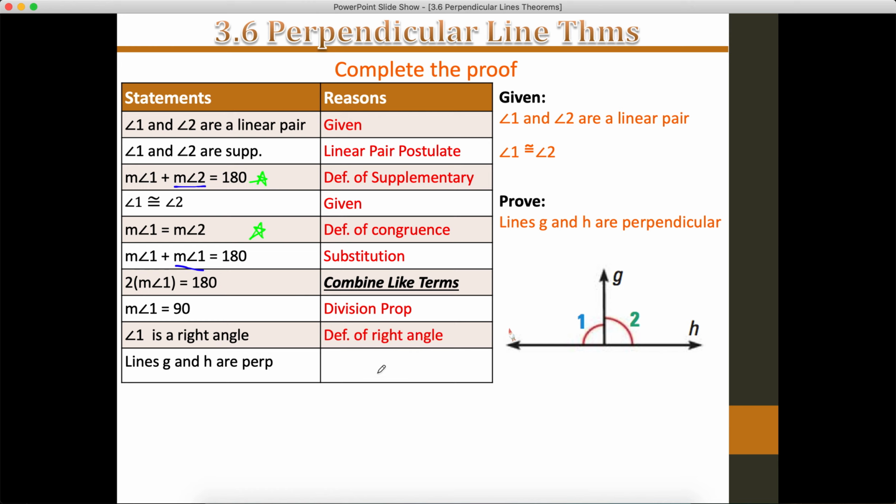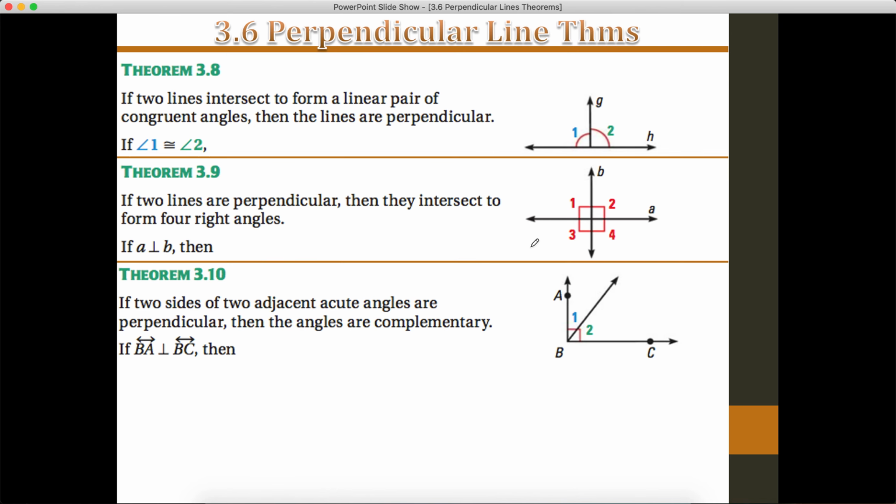And if ever your justification is "that's what it means to be blank," typically it's going to be the definition of that thing. So from here, if 1 is a right angle, then I can conclude that lines G and H are perpendicular, because again, that's what it means to be perpendicular. It means to intersect to make right angles. So that's it. That's some theorem that we haven't given a name. And you know what? We're not going to give it a name either.